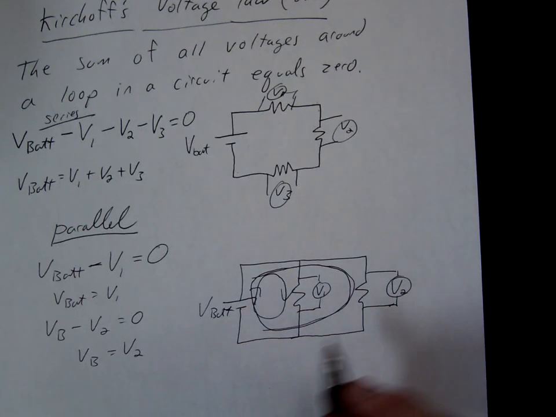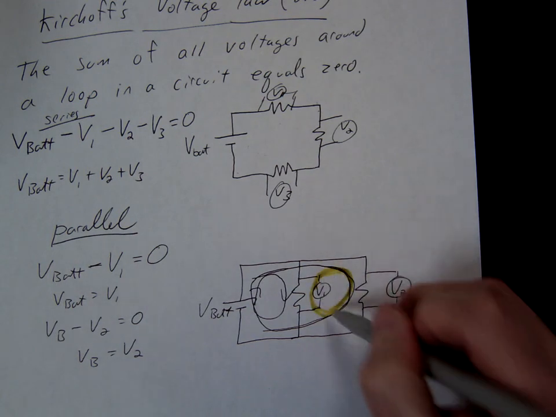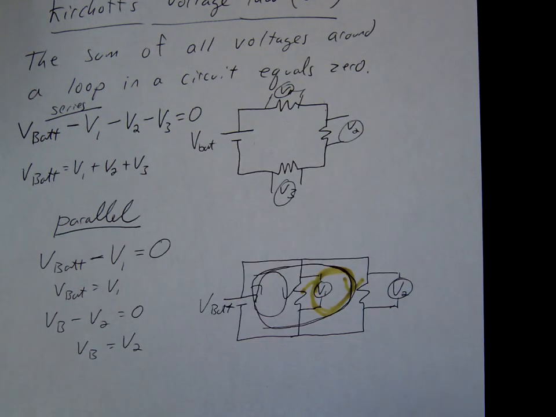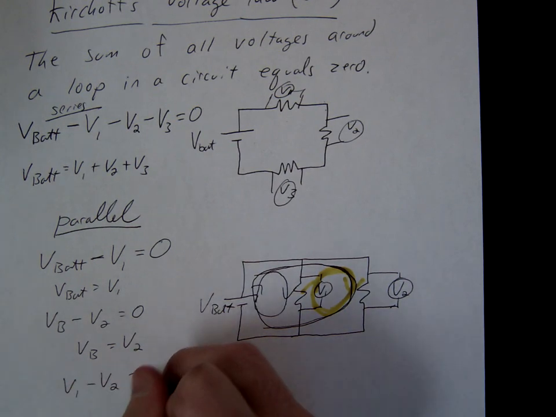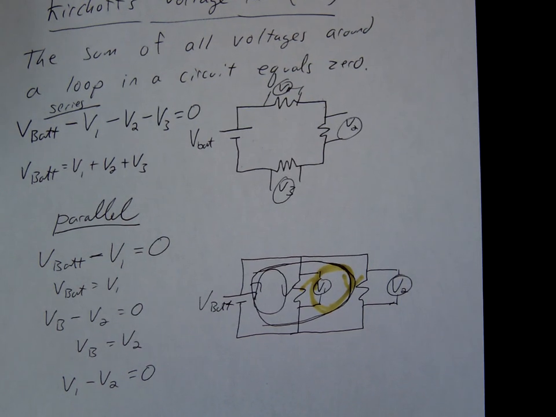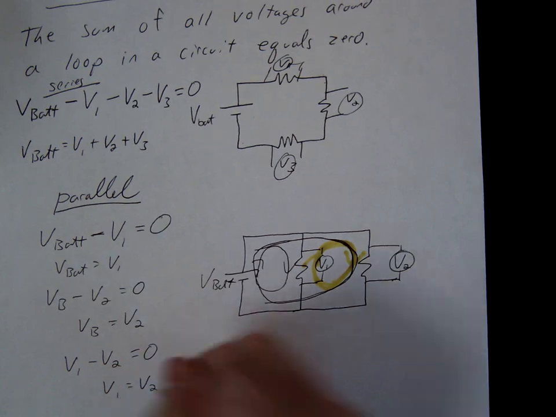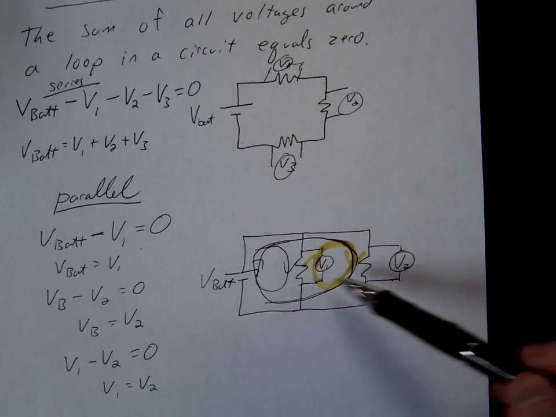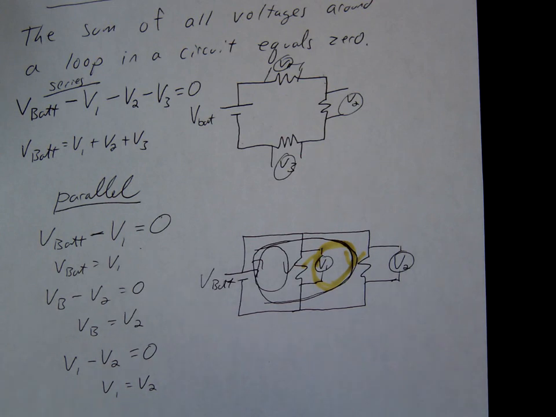In fact, you could even choose a third loop. Maybe I should be using different colors. What if we choose this loop like this? In this case, we would go V1 minus V2 equals 0. What would that tell us about V1 and V2? They're equal. Which we could have told from the first two, but I just wanted to show you that it doesn't matter which loop you choose. We're going to end up with the same results. Alright, so that's Kirchhoff's voltage law.